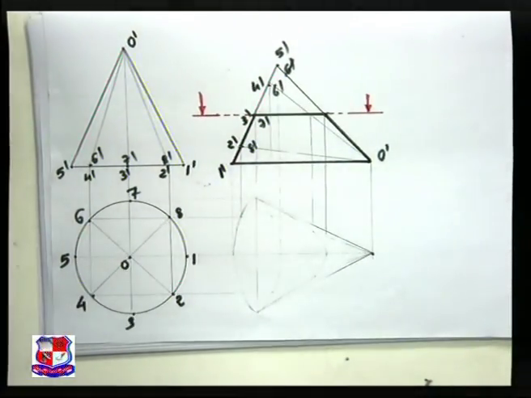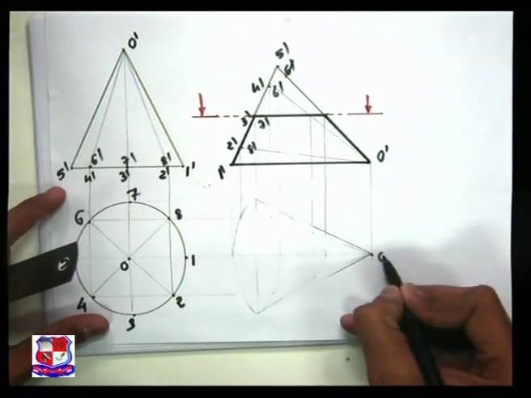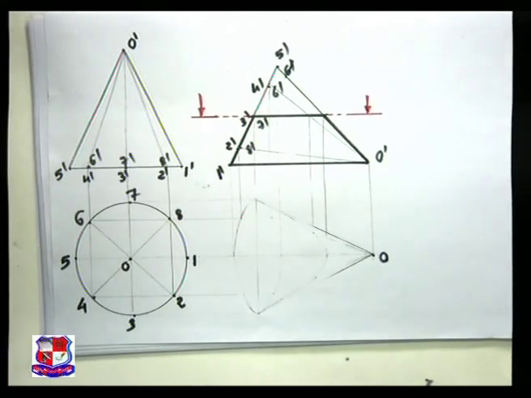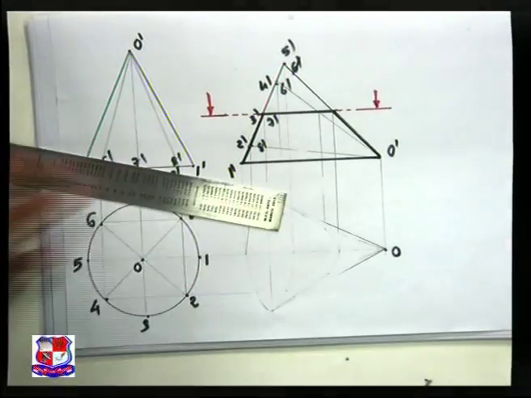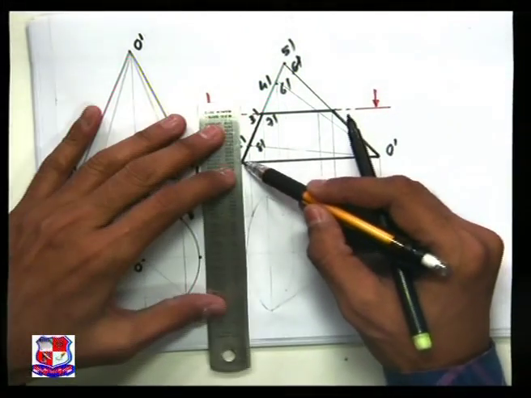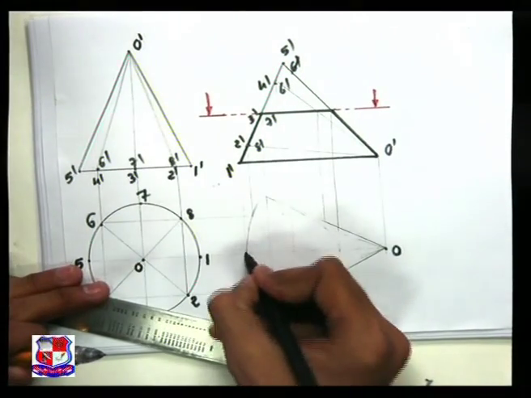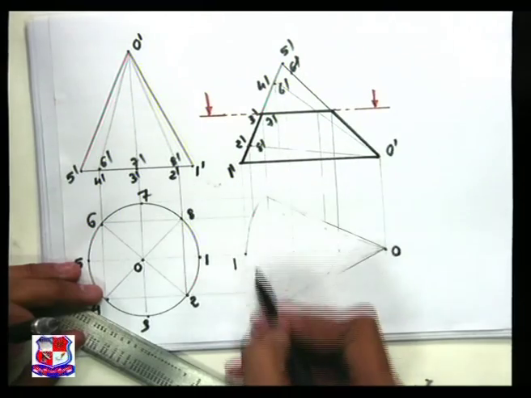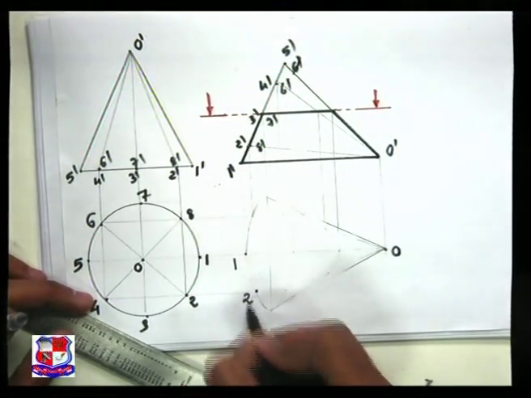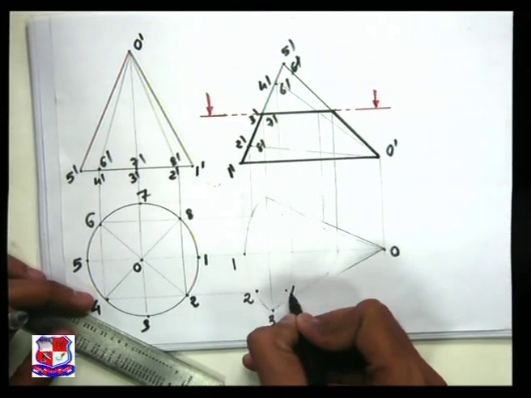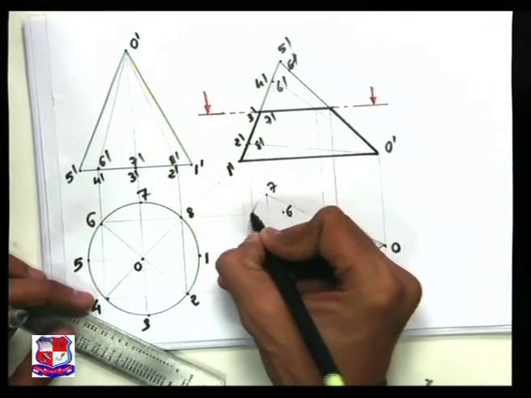So first draw its top view. Vertical line from point O dash, horizontal line from point O. Here is point O. Similarly, vertical line from point 1. This is the line. This is point number 1 dash. So vertical line from point 1 and horizontal line from point 1. So point 1 would be here. Similarly, point number 2, horizontal line from point 2, vertical line from point 2 dash. Point number 2 would be here. Point number 3, with the same analogy, point number 4, 5, 6, 7 and 8.